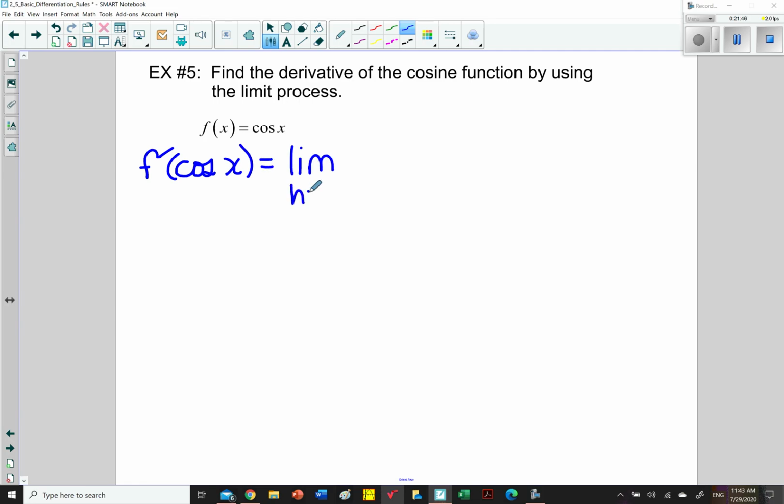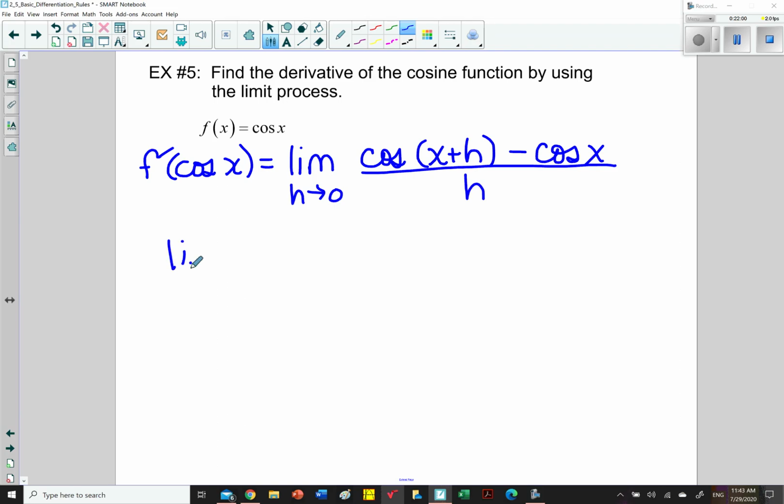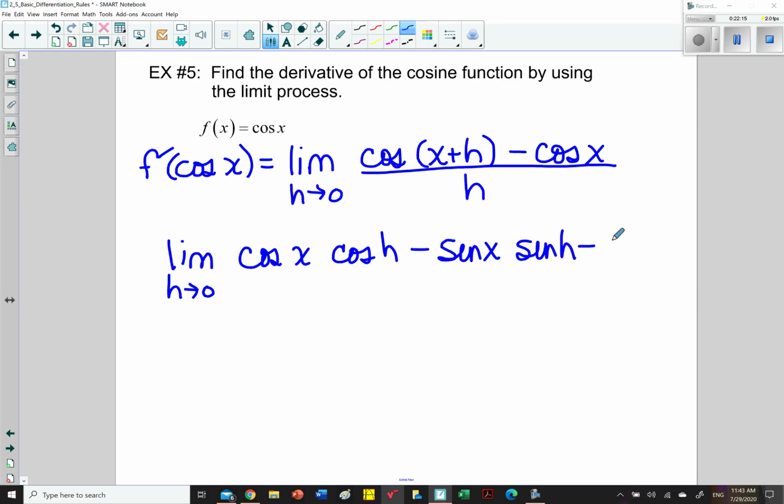Okay, again, I'm going to employ that rule of the cosine of x plus h minus the cosine of x divided by h, keeping the limit notation until we get ready to apply the limit. This rule is cosine, cosine, minus sine, sine, minus cosine. We're going to try to group common terms together. So in this case, we have cosine between the subtraction.